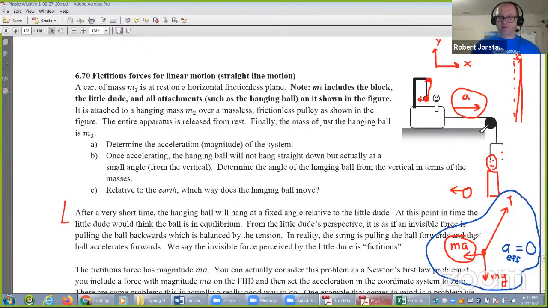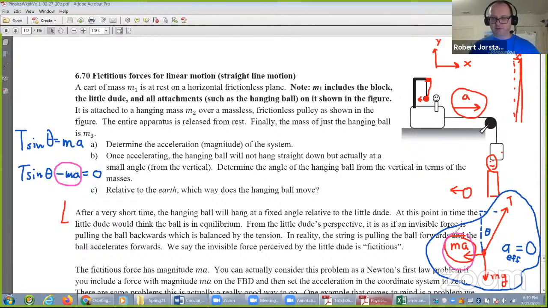Now, think about this. If we do this problem, I hope you agree there's going to be some angle here. And we get this equation that looks like T sine theta equals MA, right? Well, mathematically, there's nothing wrong with saying T sine theta minus MA equals 0. And I just want to point out, this is effectively like saying, hey, there is a force that points opposite the acceleration. That's what I was doing right there, right? And so mathematically, this is legal.